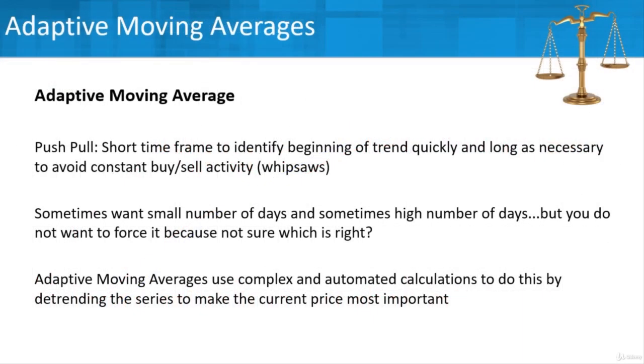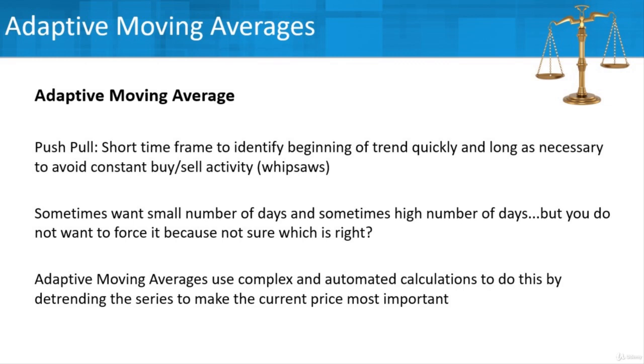Another one is an adaptive moving average, which is a kind of push and pull aspect where it's looking at a short time frame to identify the beginning of trends quickly, and as long as necessary, you want to construct it to avoid constant buy and sell activity, or whipsaws. That's where these adaptive moving averages came in. Because with any of the other ones we talk about, you can still have those frequently trading whipsaws. So sometimes you might want to adapt it to a smaller number of days, and then sometimes to a higher number of days, but you can play around with it. But you don't want to force it because you're not sure which is the right number of days.